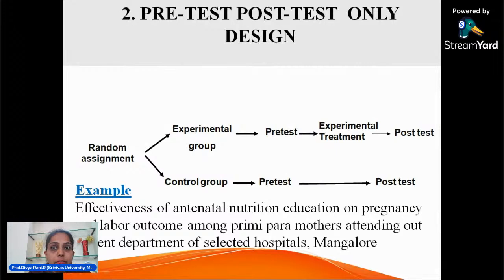Next is pre-test, post-test design. So from the word itself, you can make out there is a pre-test, then there is a post-test. You can see the flow chart in the picture. There is random assignment. You are randomly selecting into the experimental group and control group, and in both groups you are doing the pre-test. After the pre-test, in the experimental group you are giving the experimental treatment. After that, the post-test will be done in both the groups. So this is called pre-test, post-test design. Okay, next slide.